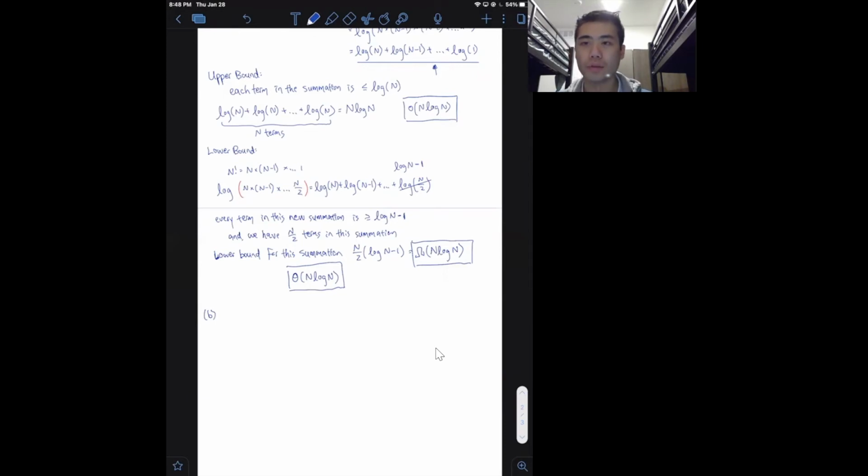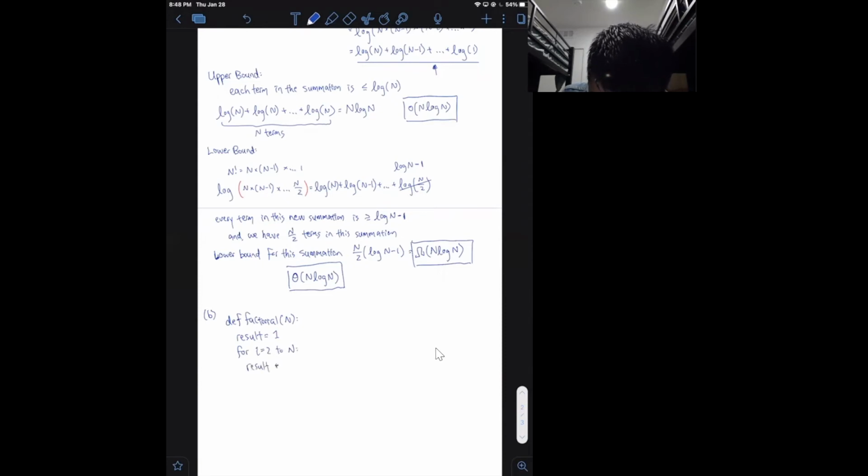And for a simple algorithm we can do something we've learned from 61A. So we can write def a factorial function that takes an n. I'll say result is equal to 1, and now set up a for loop. For i equals 2 to n, I will do result times equals i. And finally, I will return result in the end. So this is a pretty straightforward, simple algorithm for calculating n factorial, right?